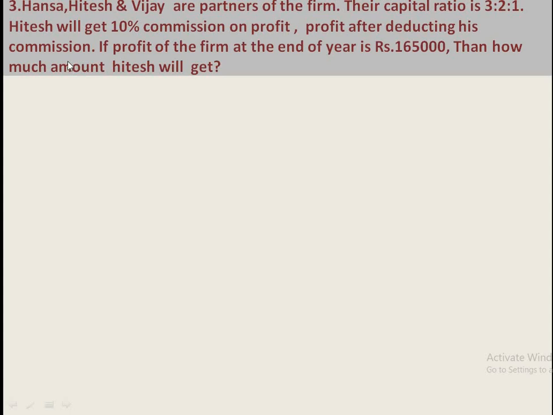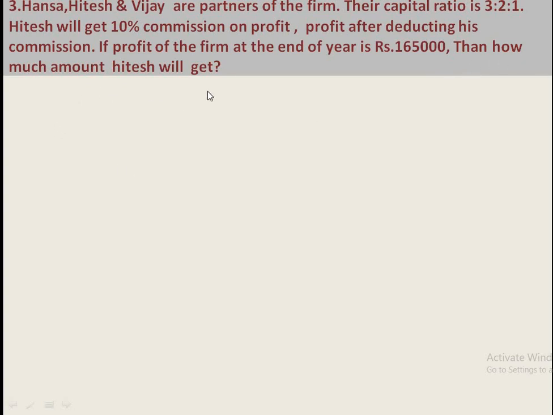Okay, let me focus on the exact sum. One of the partners, Hitesh, will get 10% commission on profit. For me, what is important? Which profit? Profit after deducting his commission. So 10% of profit, but 10% of which profit? After deducting commission. Very same like previous. Profit of the firm at the end of year is 1,65,000. Now you have to check how much Hitesh will get.